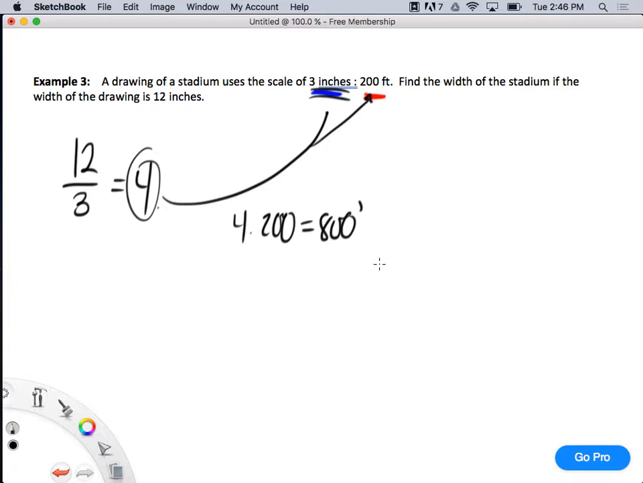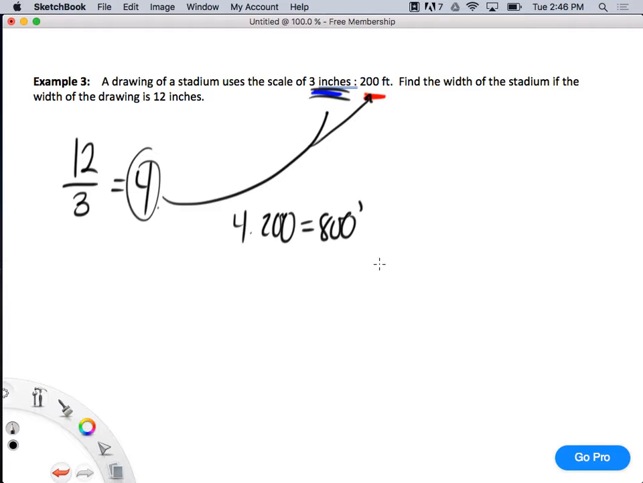It's like if I said to you every 1 inch was 100 feet, how much is 4 inches? Well, you'd multiply by 4, it'd be 400 feet, right? So I say every 3 inches is 200 feet. So you divide. Okay, your drawing is 12 inches, so you do 12 divided by 3 is 4. And then you multiply that number by the amount of feet. Does that make sense? Yeah.